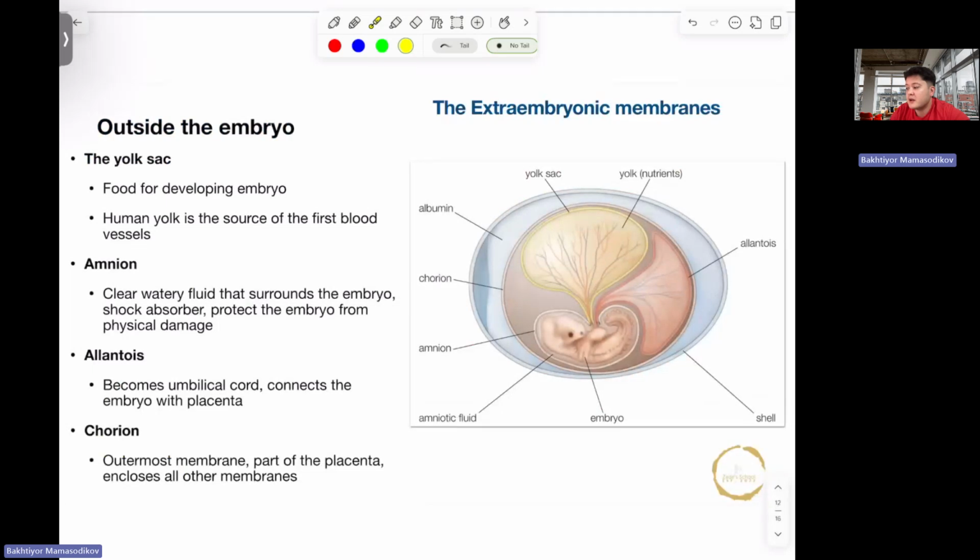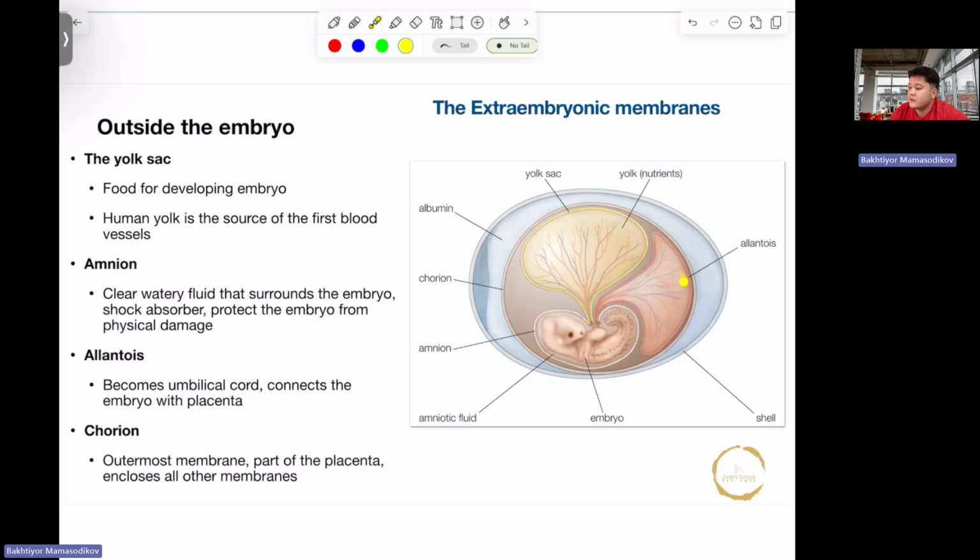And there are extra embryonic membranes. I can say this is the yolk sac, this is the allantois, and this is the amniotic fluid, and there is a chorion on the outside which encloses all the other membranes.